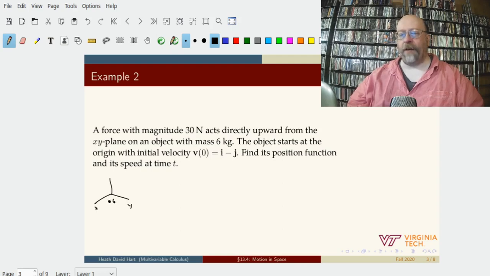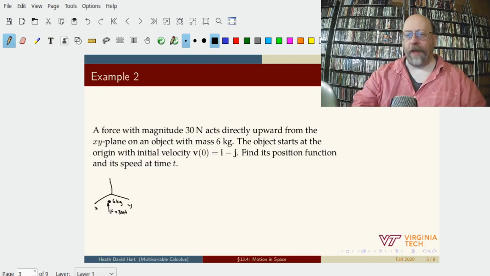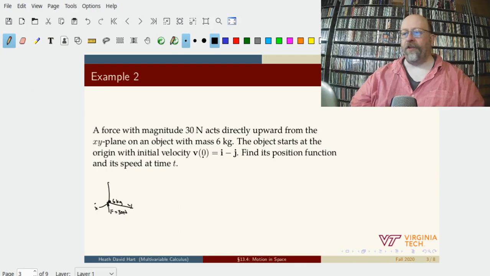So here's our object, and we're going to apply a force of 30 newtons directly upward from the xy plane, so in the positive z direction. The object starts at the origin, so I drew this in the wrong place. Just move my axes. There we go. With an initial velocity of i minus j. Find its position function and its speed at time t.